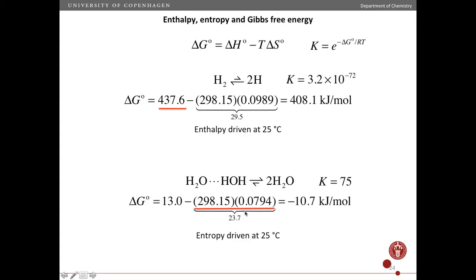In this case, the entropy term is larger than the enthalpy term. And as a result, the standard free energy change is negative, meaning that the equilibrium lies towards the product. So in this case, we would say that this process is entropy driven at 25 degrees Celsius. So the key equation here, again, is the standard free energy change written in terms of enthalpy and entropy contributions. And this allows us to understand the equilibrium constant.